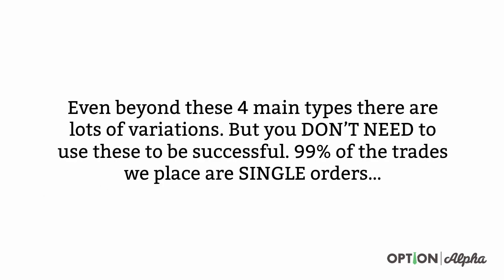So here's the deal. Even beyond these 4 main types, there are lots of variations. You probably saw as we were going through this video, there's triggers with OCOs and blast orders and pairs orders. There's a lot of different variations on order types and advanced orders, but you don't need to use these to be successful. I can honestly tell you after doing this for a very long time that 99% of the trades that we place that are order entries are just using a very simple single order.